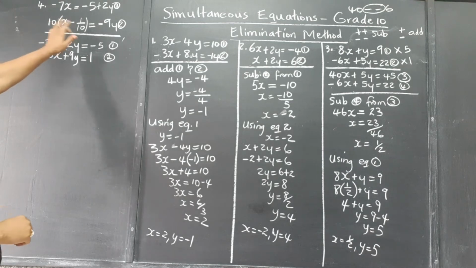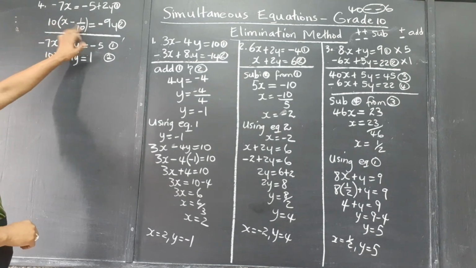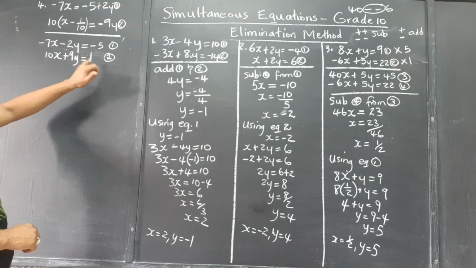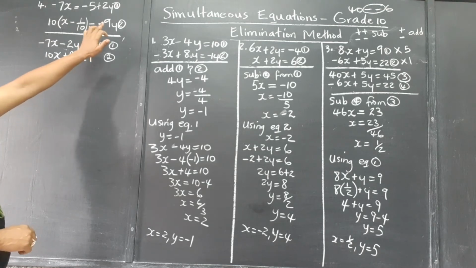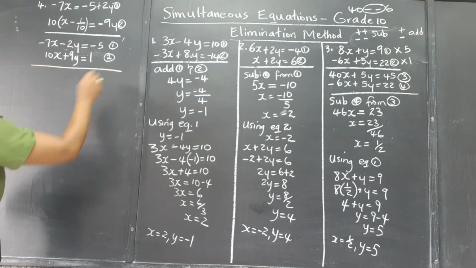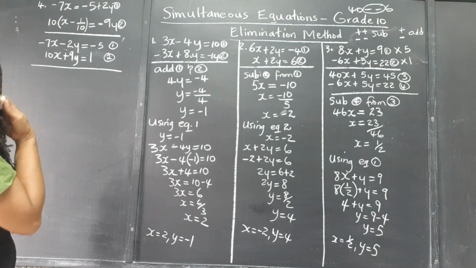So we expanded the bracket, 10x. 10 times 1/10 is 1. So this negative 1, we're going to bring it over to the constant side, and it's going to become a positive 1. The negative 9y is going to come over as a positive 9y. So now it's in the format, and we're going to go ahead and solve.